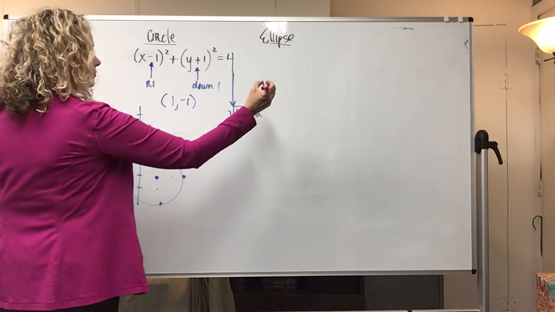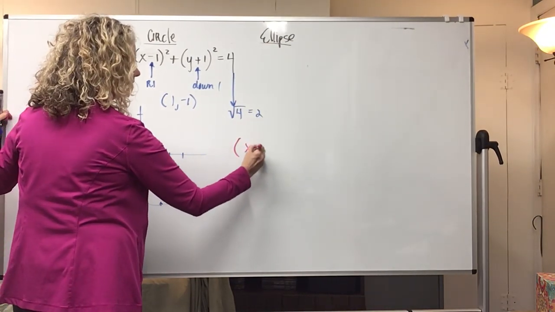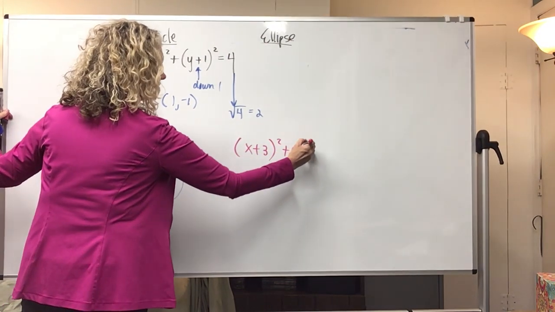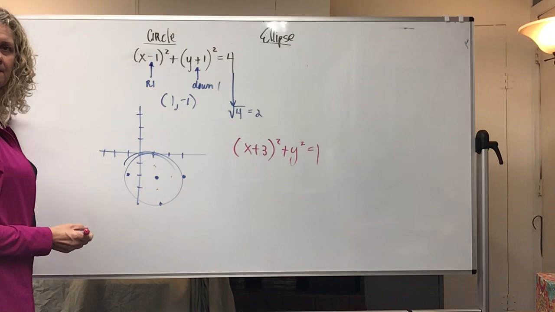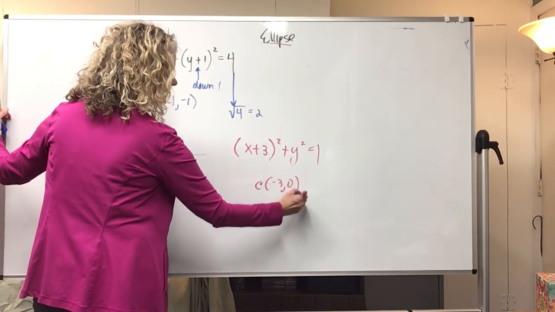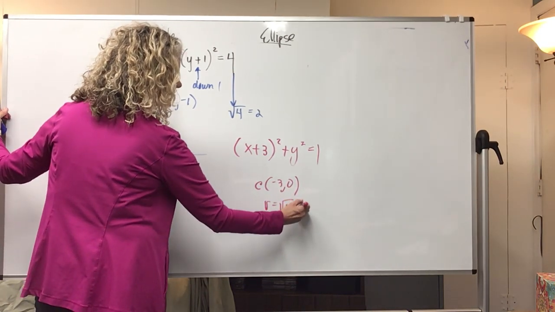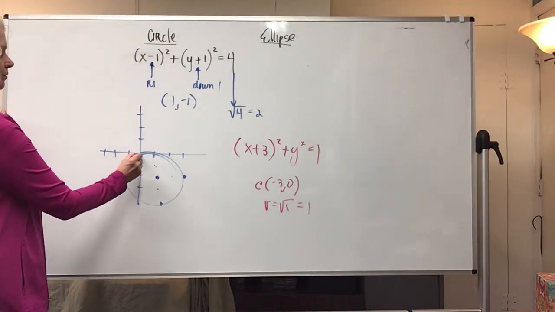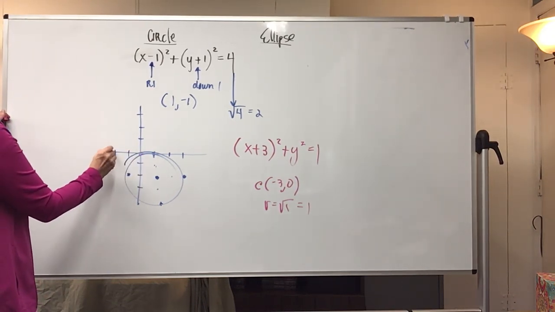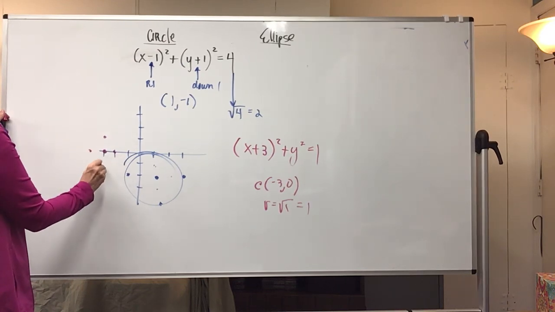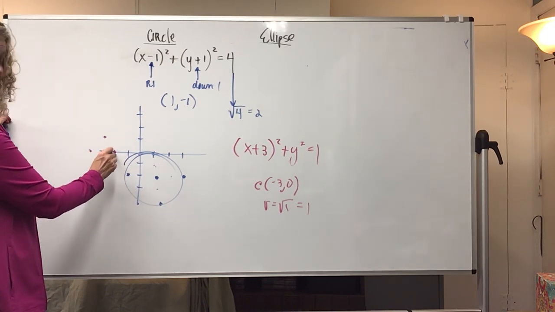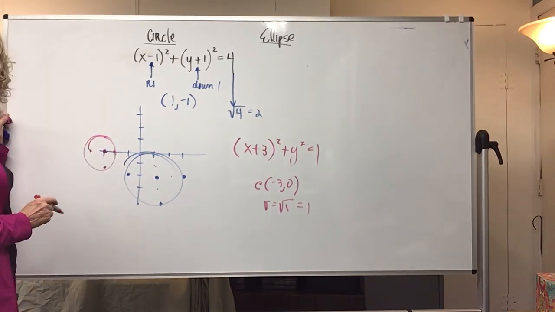If I gave you something like x plus 3 squared plus y squared is 1, that's going to be a center at negative 3, 0, and the radius is 1. So you're going to go to negative 3, 0, and you're going to go right 1, up 1, down 1, left 1, because that's a radius, the point from the center to the edge of the circle. You're going to draw a nice smooth curve.